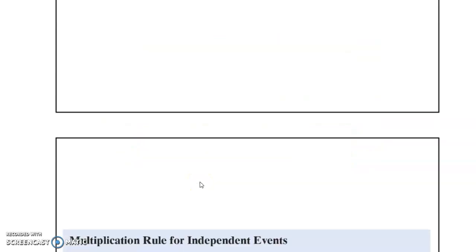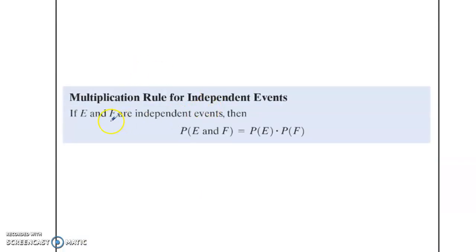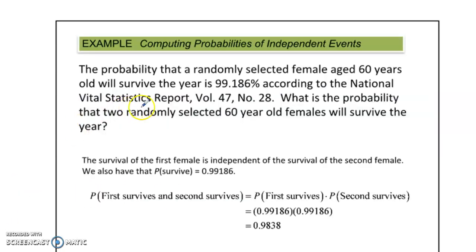Here's using the multiplication rule for independent events. You've probably seen this before. Well, let's get into it. If E and F can be proven to be independent events, in other words, one probability does not affect the other, then the probability of E and F is the probability of E times the probability of F. Let's see it in action here.